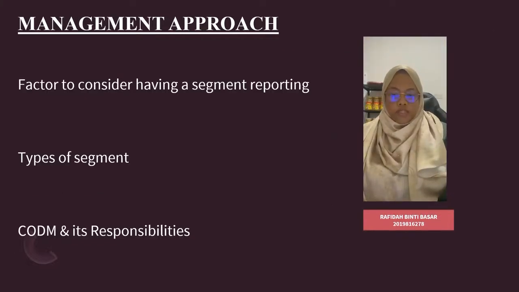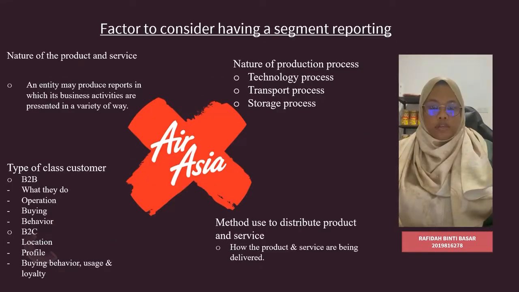Management approach. First, factors to consider in having segment reporting. Second, types of segment, and third is the chart of organization. Factors to consider in having segment reporting for AirAsia. First is the nature of product and service, in which an entity may produce reports where its business activities are presented in a variety of ways. Second, nature of production process, which is the technology process, transport process, and the storage process. The third one is the type or class of customer.